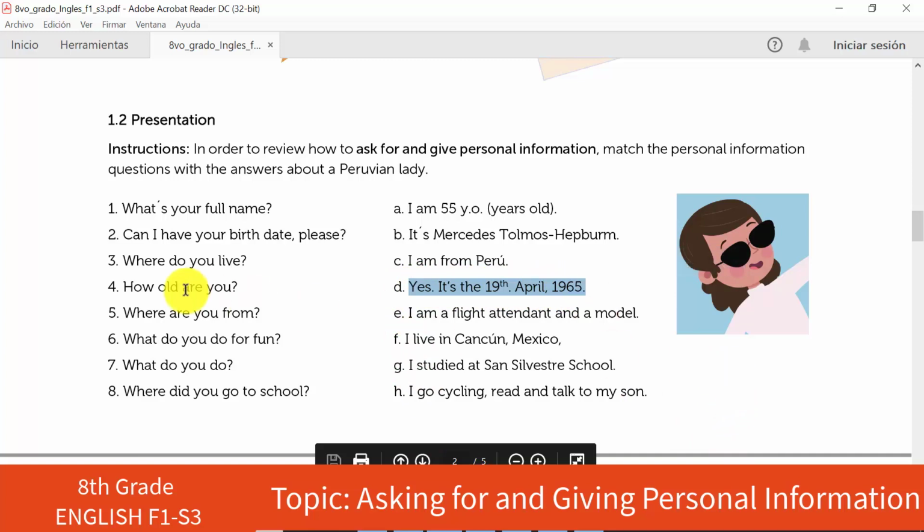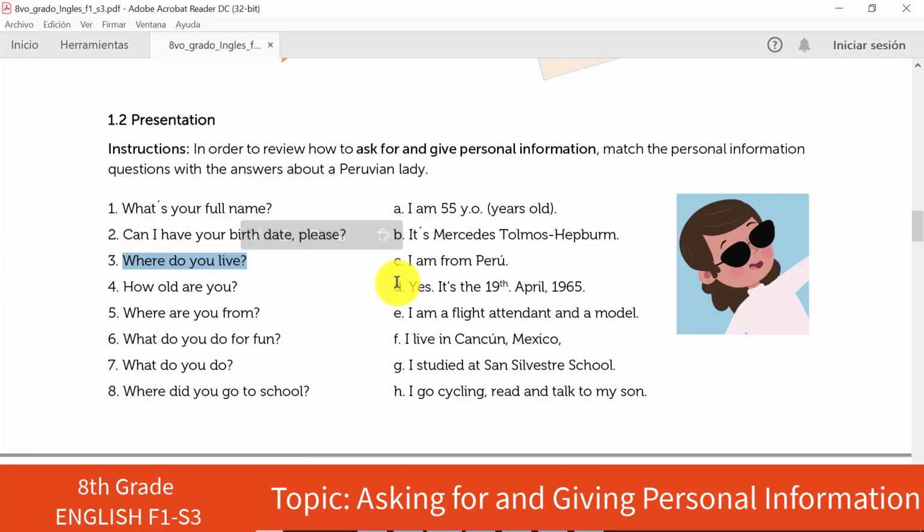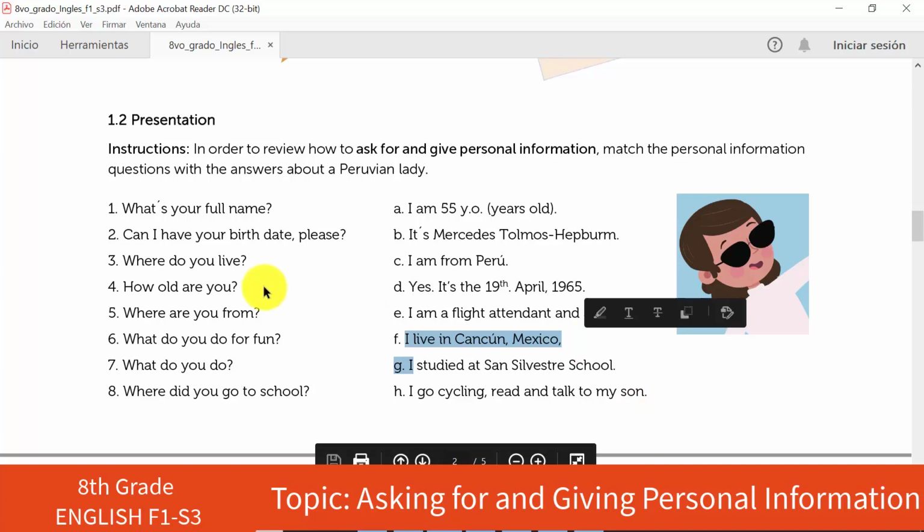Okay. Where do you live? De todas estas, which one do you think is the answer? Recuerda, la respuesta is always similar to the questions. La respuesta siempre es igual a la pregunta, o similar por lo menos. So they are asking, where do you live? The answer, I live in Cancun, Mexico. Okay? ¿Dónde vives? In Cancun, Mexico.